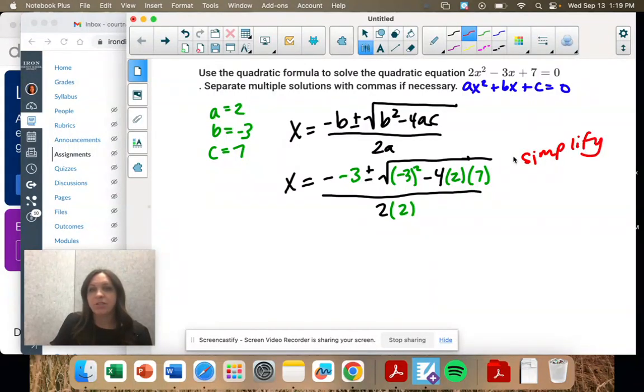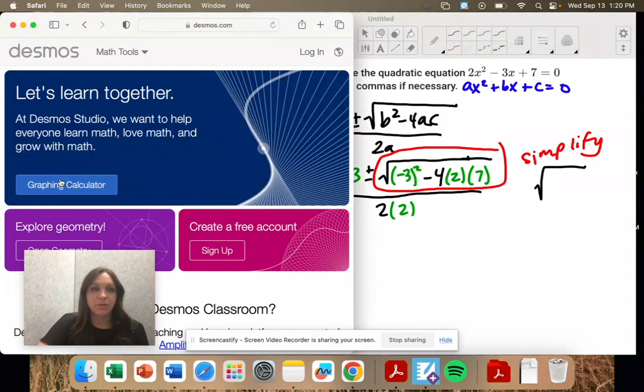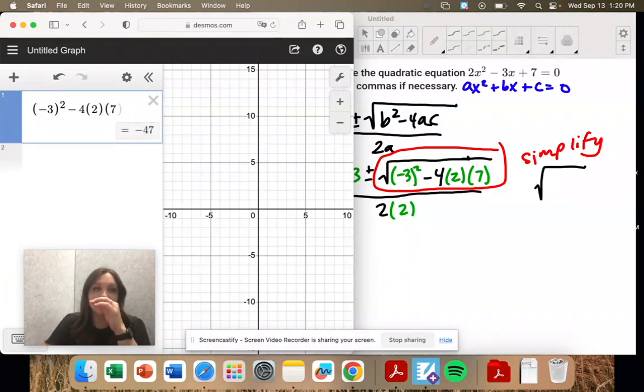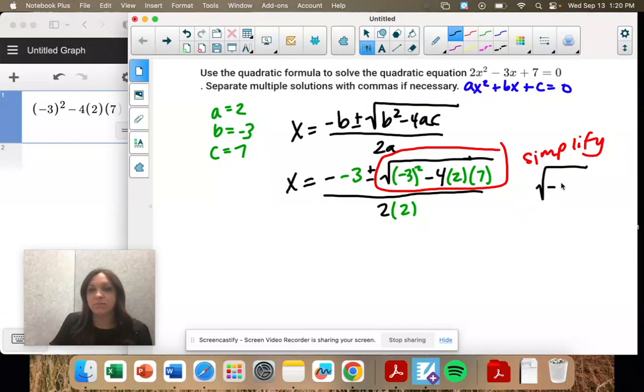Okay, so I always start with the square root part. So I have square root of, and I'm going to put in whatever's underneath. I'm going to go to my graphing calculator. -3 squared minus 4 times 2 times 7. And I get -47. So this is why it's a complex number.